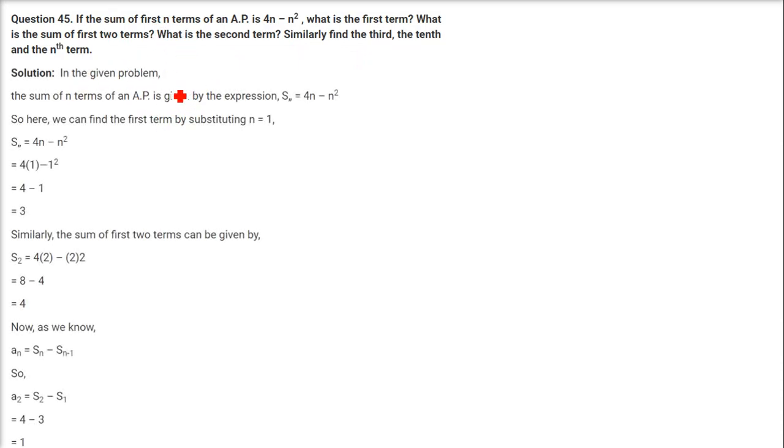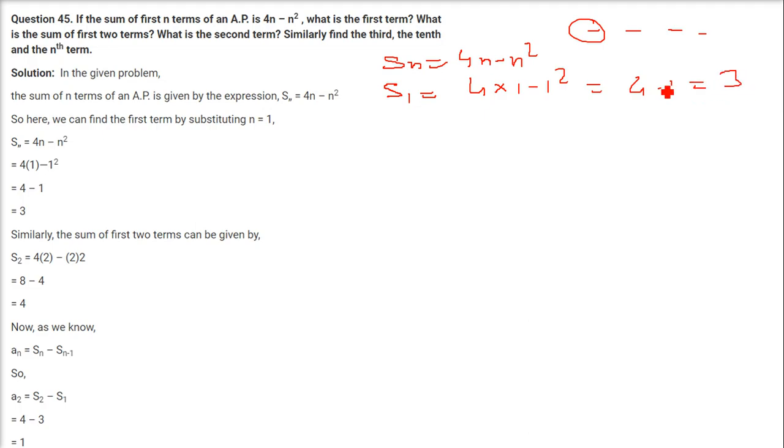If the sum of first n terms of an AP is this one, find the first term and the sum of the first two terms. What is the second term? Similarly, find the third, the 10th and the nth term. So we have the sum of first n terms, Sn is equal to 4n minus n square. What is the first term? So just take S1, because the sum of first term will always be the first term. So 4 into 1 minus 1 square, that is 4 minus 1. So 3. So first term, that is A, is 3.